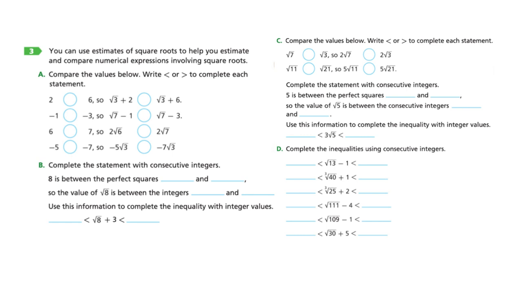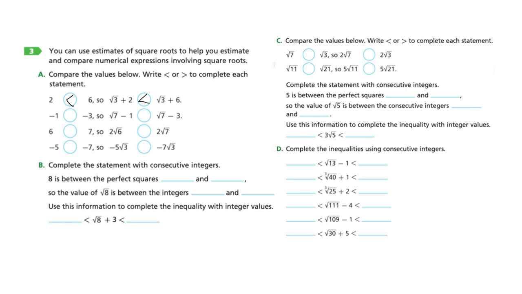A, compare the values below, write less than or greater than to complete each statement. So if you look at this first one, we know we can compare 2 and 6, and we know that 2 is less than 6. So if we add the square root of 3 to each one of those, we know that the square root of 3 plus 2 is going to be less than the square root of 3 plus 6.